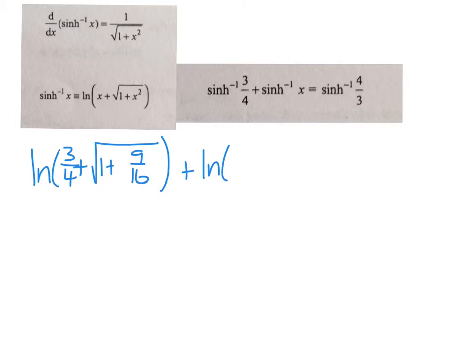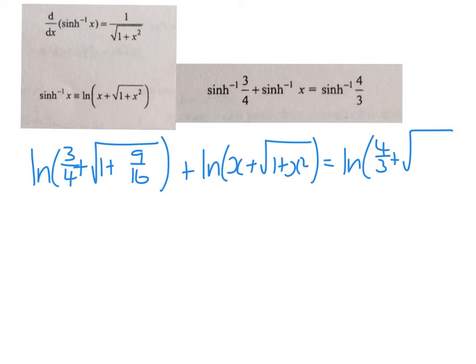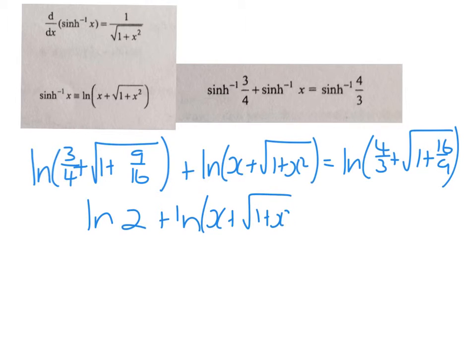So if we start by substituting, our first term becomes the natural log of 3/4 plus the square root of 1 plus 9/16, plus the natural log of x plus the square root of 1 plus x squared equals the natural log of 4/3 plus the square root of 1 plus 16 over 9. So we have that the natural log of 2 plus the natural log of x plus root 1 plus x squared equals the natural log of 3.